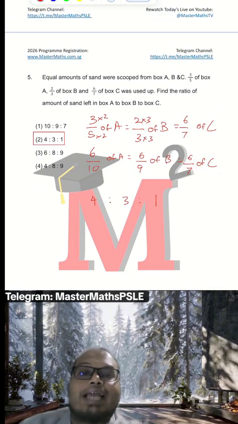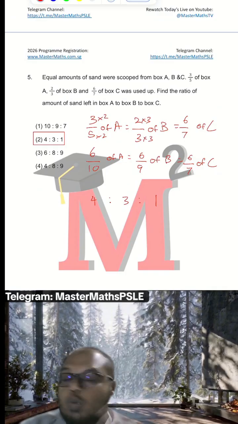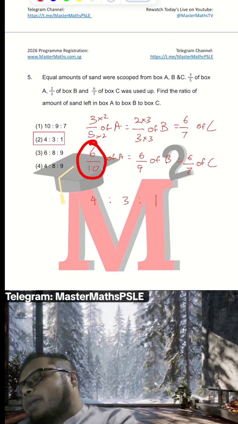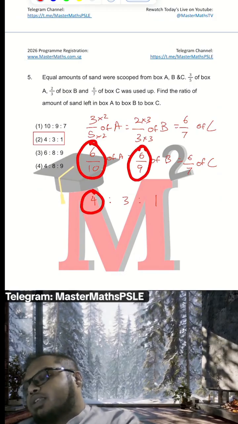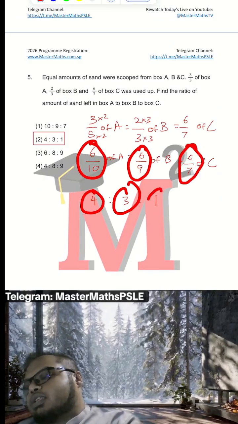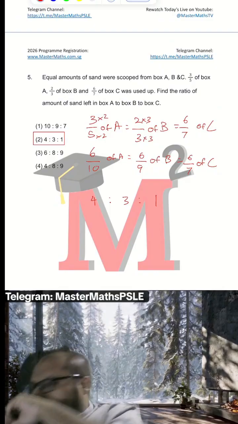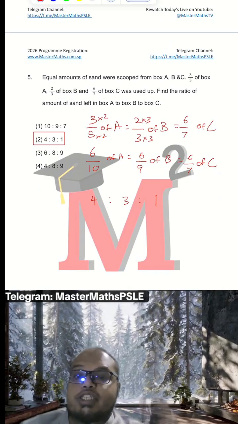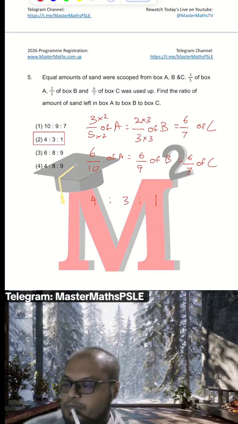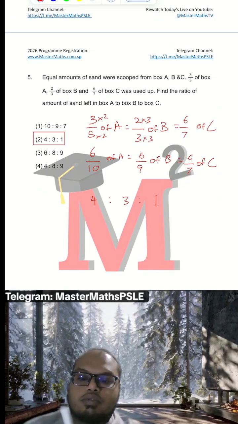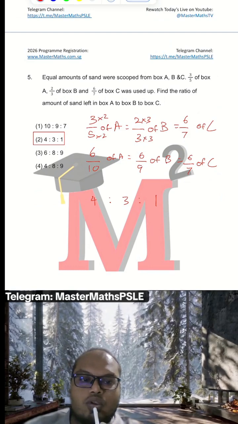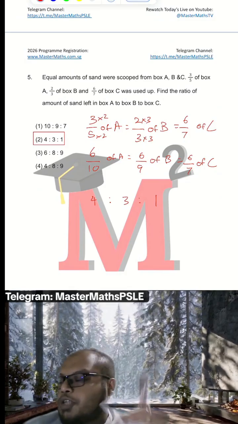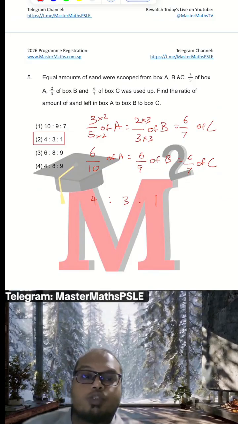So the thing is, they didn't ask for the ratio of the total. They asked for the amount left. So 10 minus 6 is 4. 9 minus 6 is 3. 7 minus 6 is 1. That's why the answer is 4 is to 3 is to 1. Okay? Anyone got any doubts regarding how I got the 4 is to 3 is to 1?